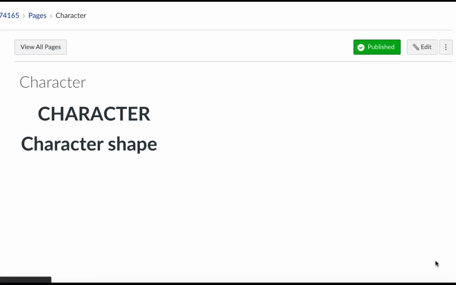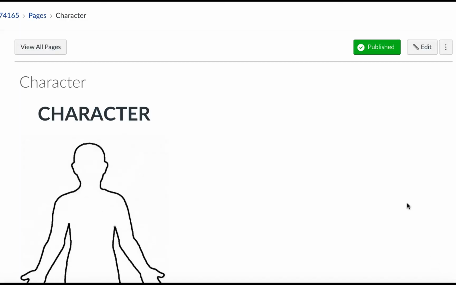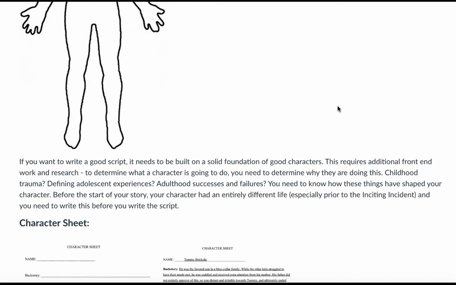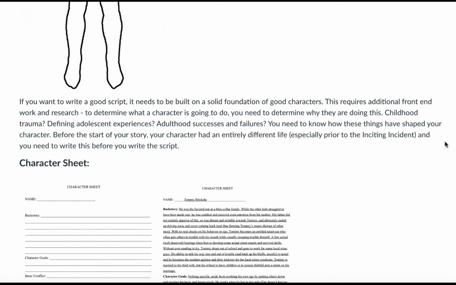Now, our next topic is character. And character is another one of the big main building blocks you have to start with in your script. If you don't have good characters, you can kiss your good script goodbye. It has to be built on a solid foundation of good characters, because otherwise, whose story are we following here? So this requires additional front-end work and research, and this is really important, and it will be beneficial to you down the road.